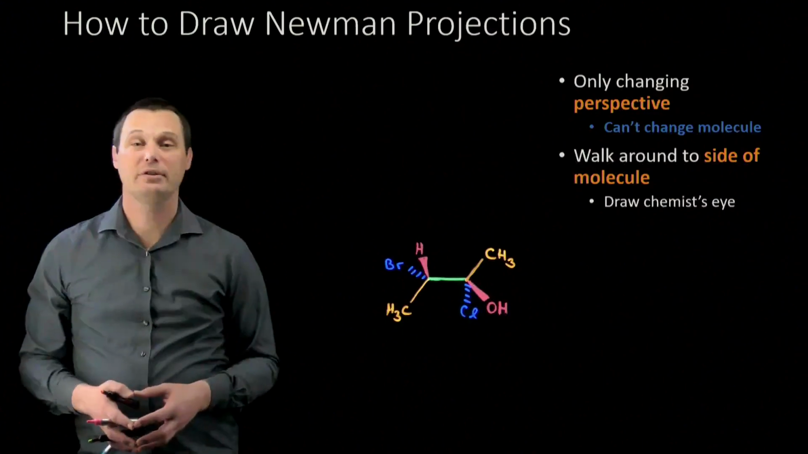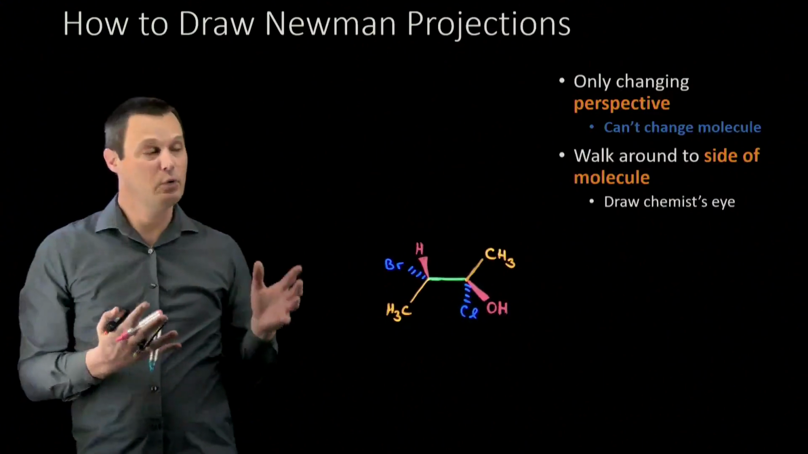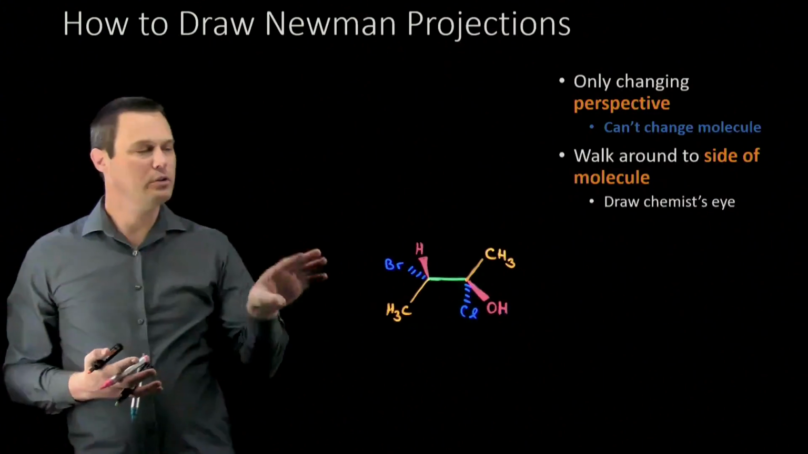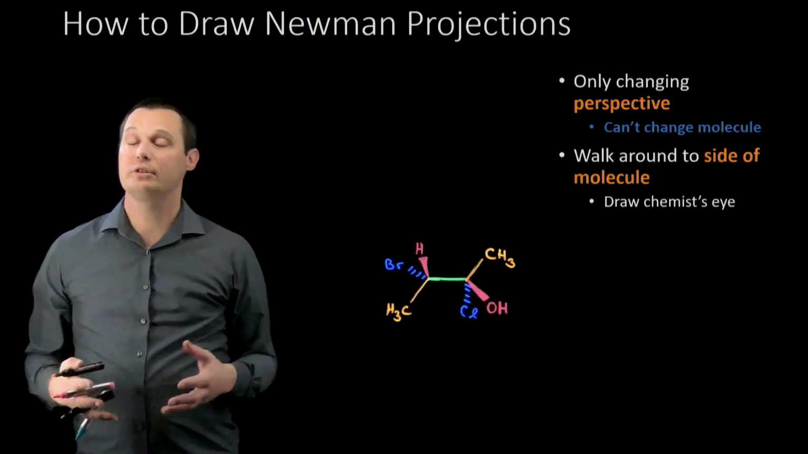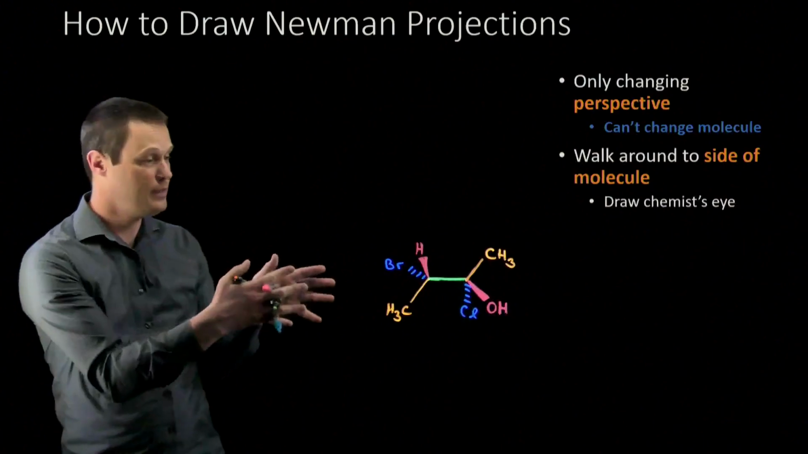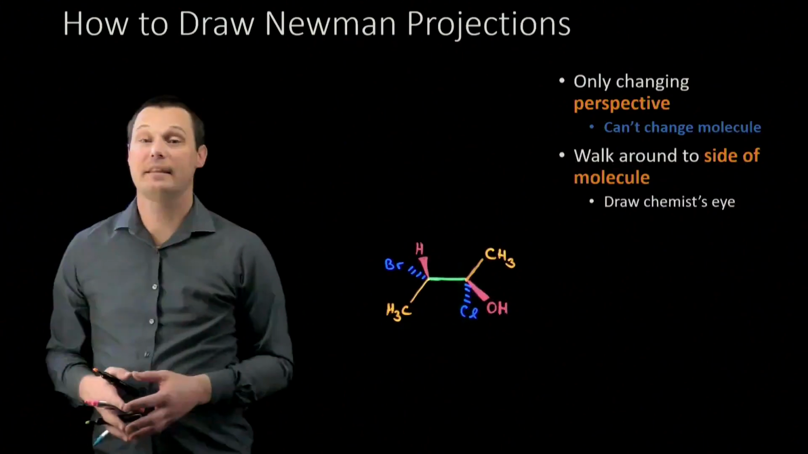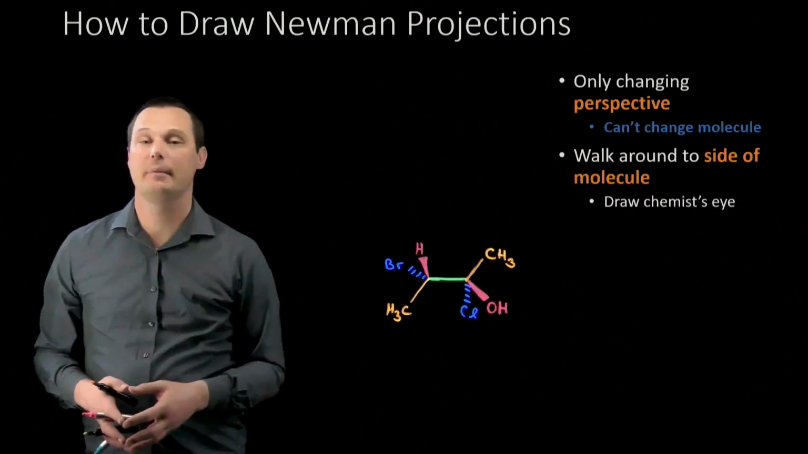The first thing we need to do then to draw a Newman projection is to look at the molecule from the side. We could do this from either direction. We could look at it from one side or the other side. Both would give valid Newman projections. It's just a matter of perspective. By convention, we look at the molecule from the left side, but there's nothing to say that has to be the way to do it, and there's nothing wrong with looking at the molecule from the right side.